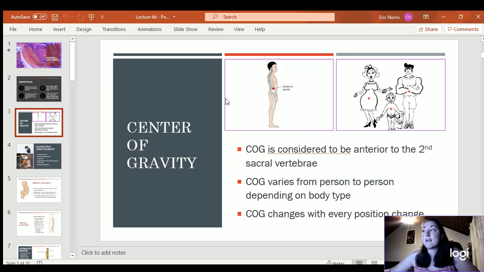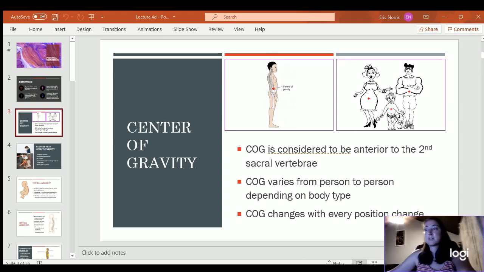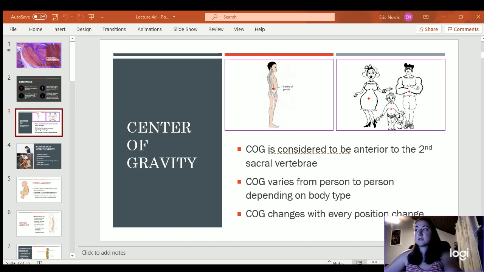The center of gravity is, let me see if I can move this. All right, because I'll be looking my cameras to the left. I guess I can't. There we go.